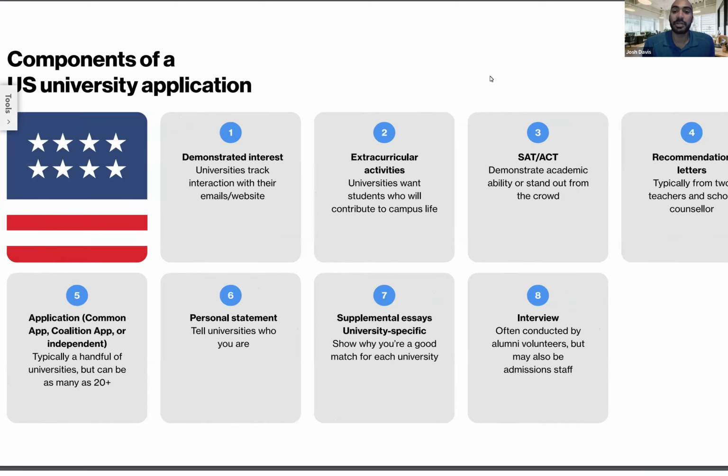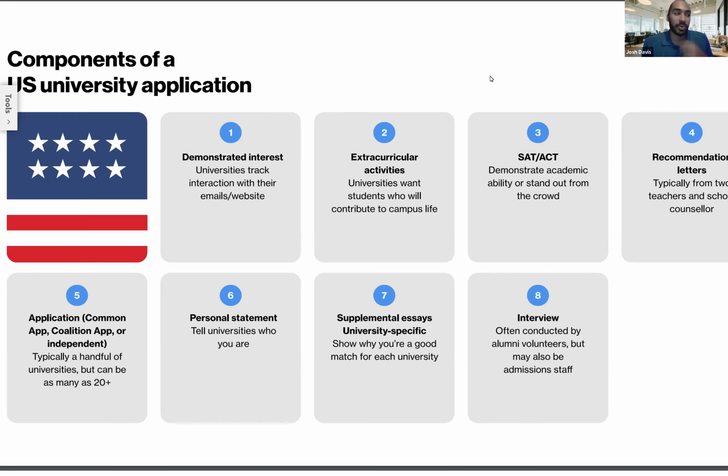So, we listed here demonstrated interest, extracurricular activities, the SAT or ACT, which is the US version of the entry exams, recommendation letters, which are obviously like the references, the application itself, also a personal statement, but of course they want more, so they make you write supplemental essays, and then the interview. So kind of going through those one by one.